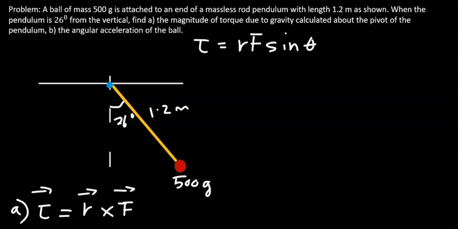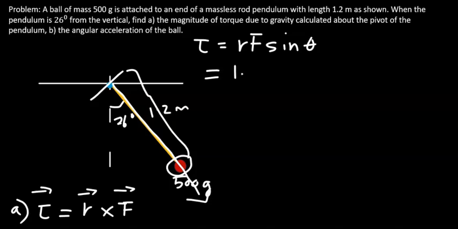Moment arm is the vector that extends from the support to where the force acts. In this case, the force acts here, where the mass is. And the direction of that moment arm is going from here all the way there. The magnitude of the moment arm is that, which is 1.2 meters. So R is 1.2. The force is the gravitational force acting on that 500 gram object.